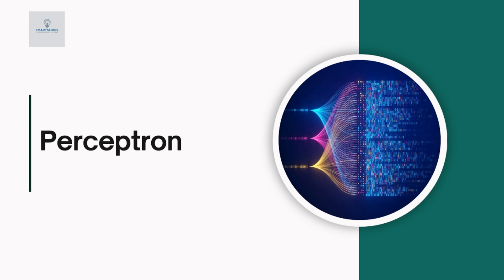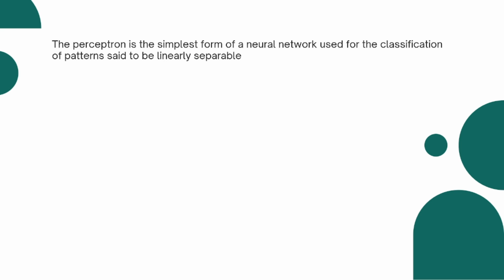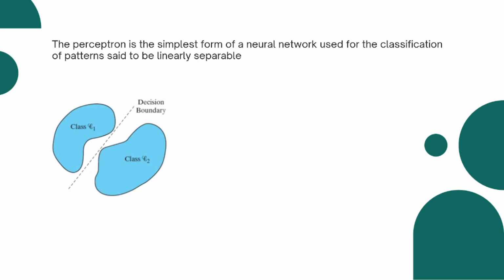In today's video, we'll be exploring the perceptron, one of the simplest yet most fundamental building blocks of neural networks. Let's dive right in. The perceptron is the simplest type of neural network used for classifying patterns that are linearly separable. This means we can divide the data into two distinct classes, like C1 and C2, using a straight line, or in higher dimensions, a hyperplane, as a decision boundary.